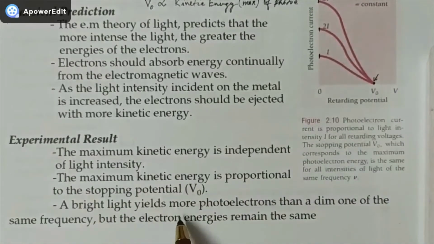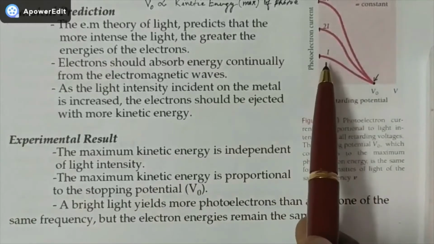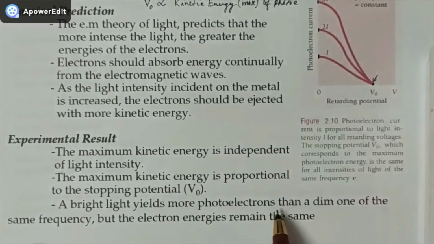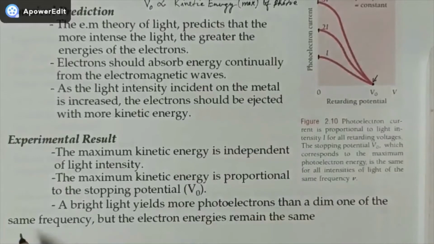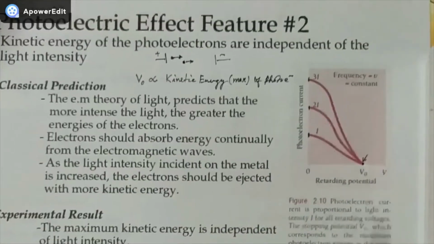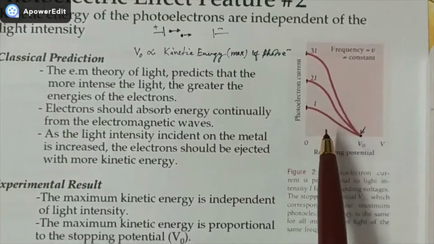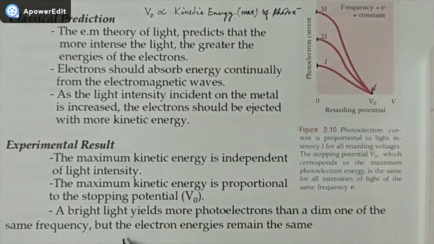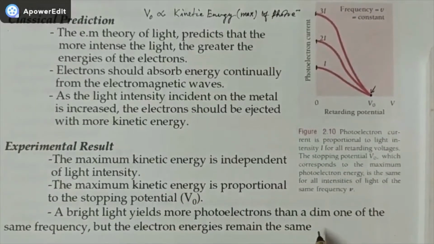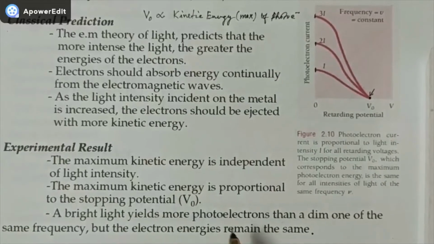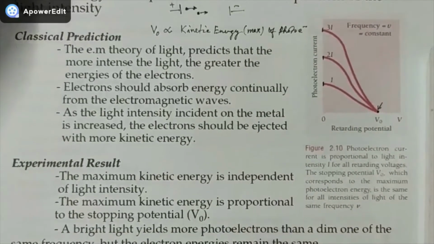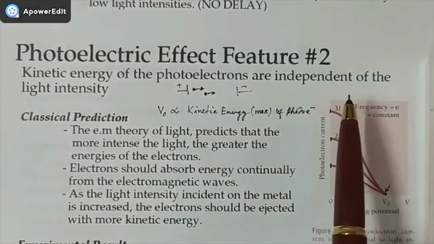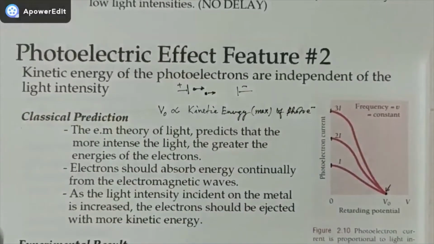A bright light yields more photoelectrons, because if I increase the brightness, the number of electrons increases, since the current is increasing. So a bright light yields more photoelectrons than a dim one of the same frequency. Okay. Because I have kept the frequency constant. If I keep on increasing the brightness, more photoelectrons come out at the same frequency, but the electron energy remains the same. Fine. So this is the second feature. The first feature was that there was no delay. And the second is that the kinetic energy of the photoelectrons is independent of the light intensity.